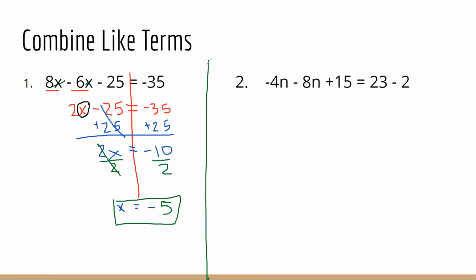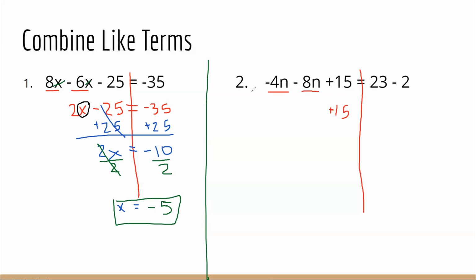Let's try number 2 together. So for number 2, again, started off the same way, drawing that line. We're going to check to make sure the left side and the right side is both simplified, and I know it's not. Because I have 2 n's on this left side and then 1 constant. And so this 1 constant can just be written down again as a plus 15, but I'm going to have to combine those 2 n's together.